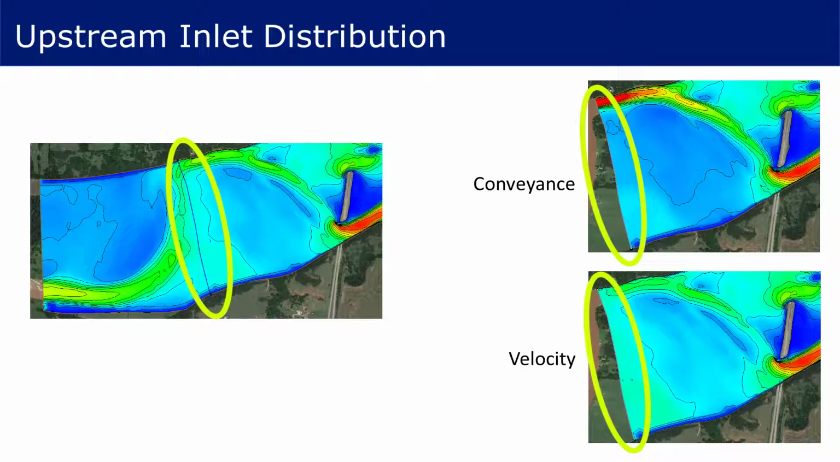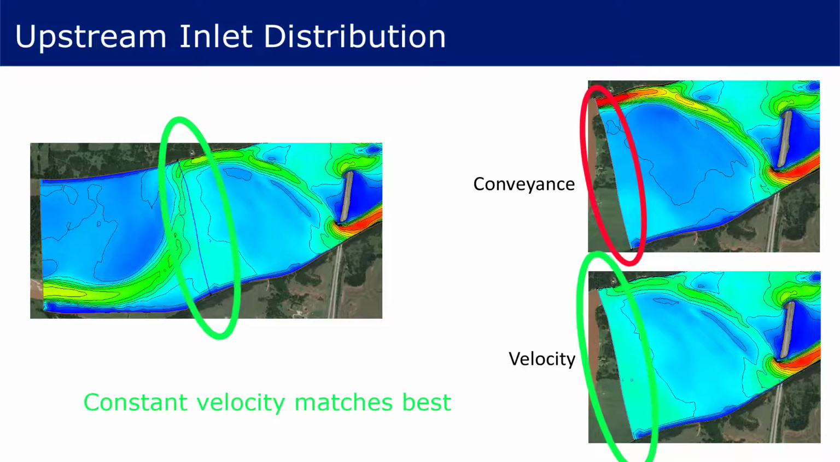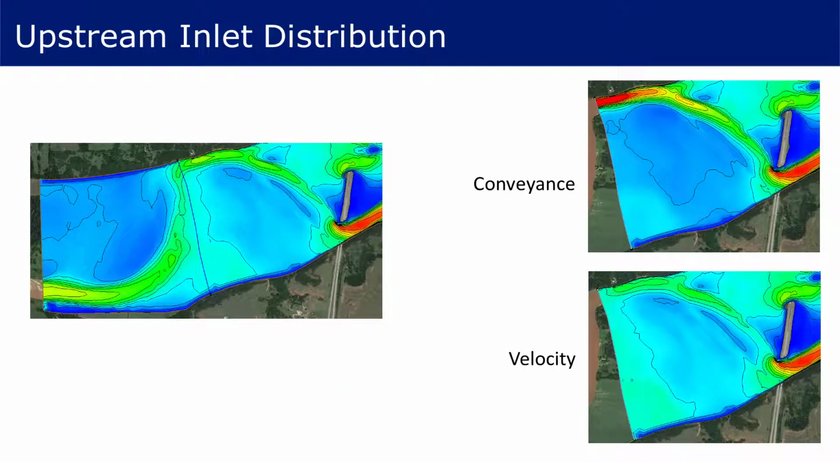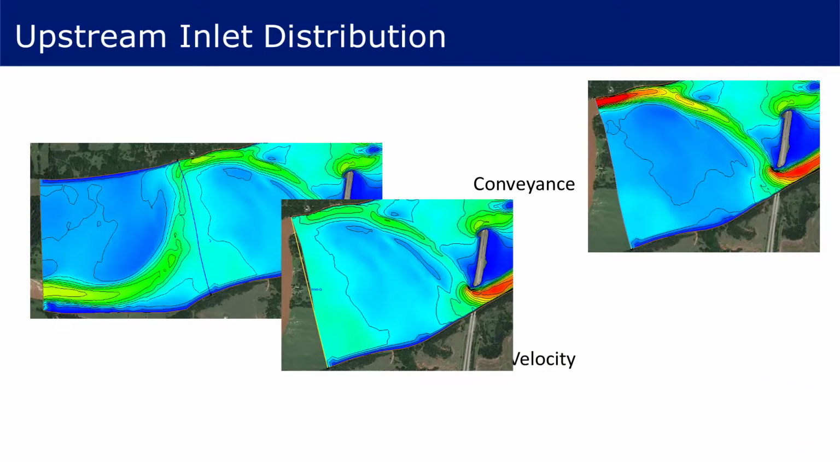Comparing the extended model hydraulics with the previous original results for the two distribution types reveals that at this discharge, the constant velocity distribution more closely matches the anticipated flow behavior at the inlet and reinforces the importance of evaluating the effect the inlet distribution type has on the results.